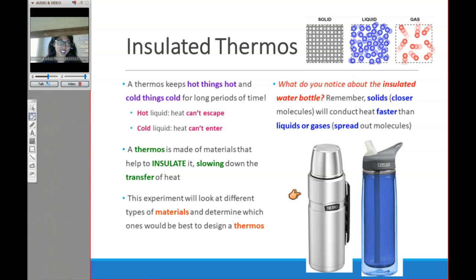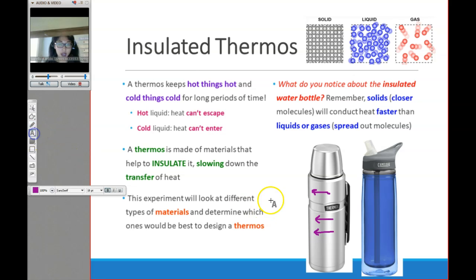Oh, hot chocolate. Yes, hot chocolate is definitely a good thing to put in there. Yeah, it keeps it hot, right? So if it keeps it hot, do you think that it's made up of materials that speed up conduction, the transfer of heat, or slow down the transfer of heat? What do you think? Yeah, they're definitely slowing down the transfer of heat, right? So we're making materials where the heat just can't escape very easily, right?